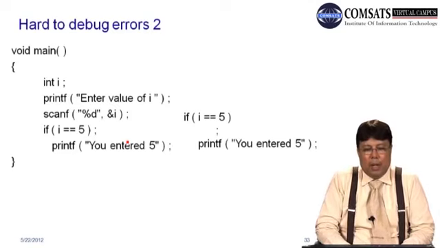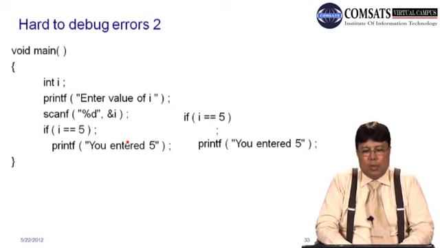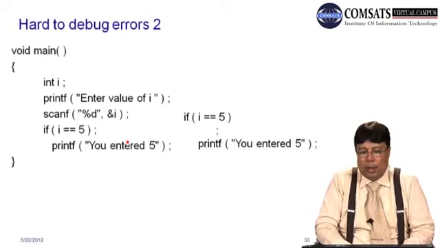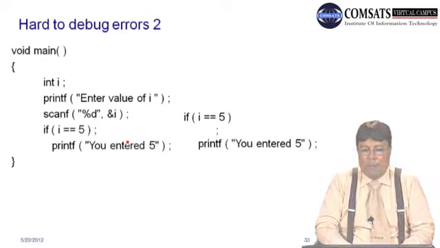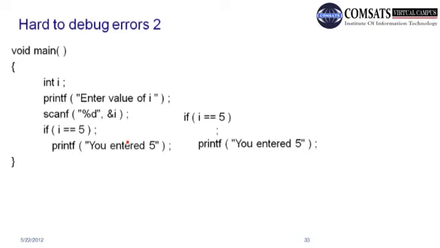Integer I, printf, enter value of I, read the value of I. If I equal 5, you entered 5. Whatever you enter, it will print 5. Why?